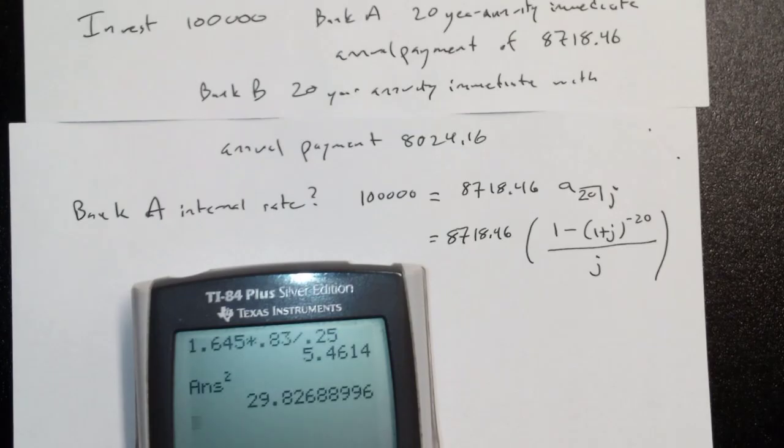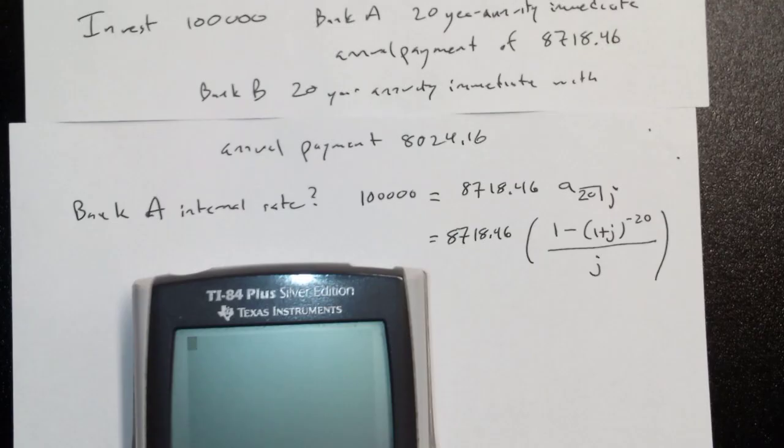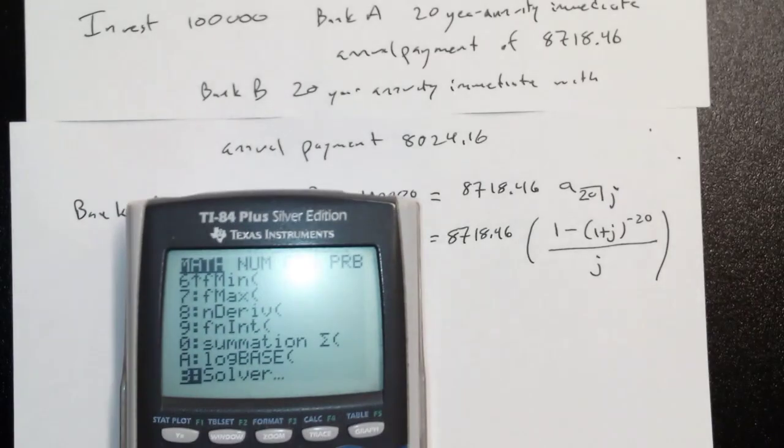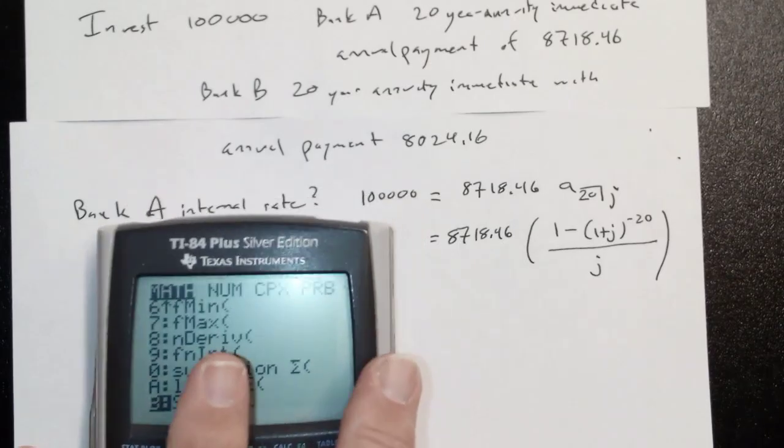Now we can do that a bunch of different ways. I know I'm looking for an interest rate. I know it should be positive. So I could set my window in X to be between 0 and, I don't know, 20%. So 0.2, 50%, 0.5, I could say. Or I could use the solver application built into the calculator and actually write this equation out in the solver.